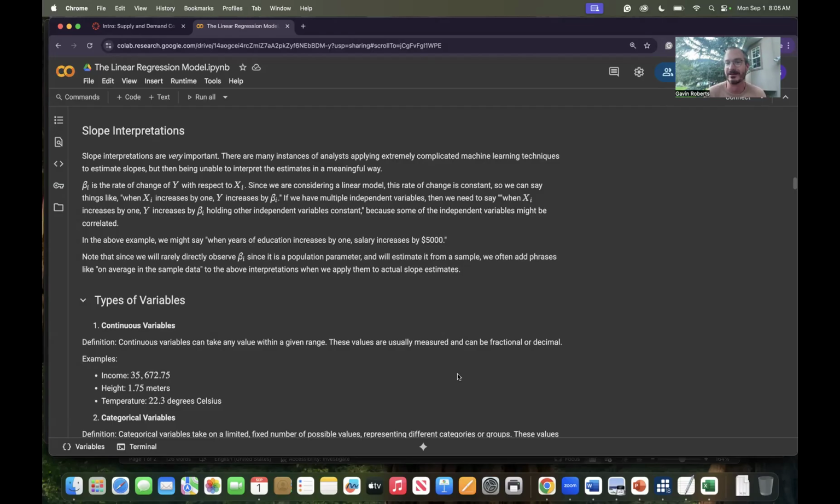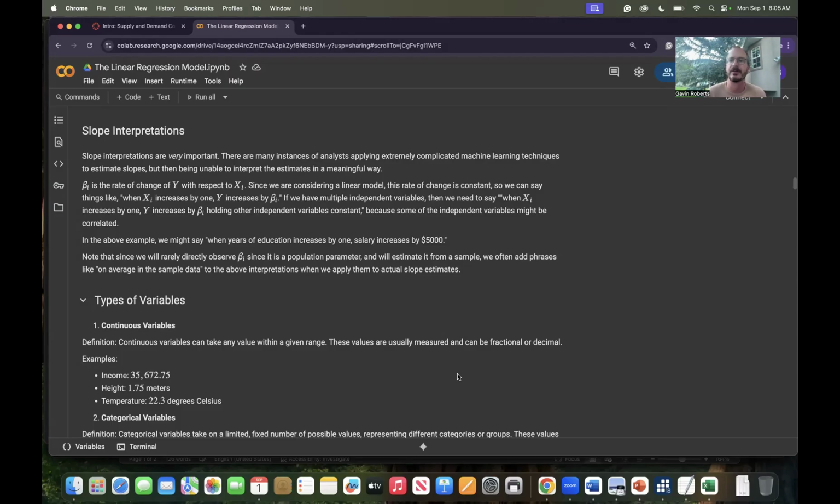And I will emphasize it at your poster. I will sneak in some type of slope interpretation, and yours probably will be much more complicated than this. So you need to practice it and think about it. There are many instances of analysts applying extremely complicated machine learning techniques to estimate slopes, but then being unable to interpret the estimates in a meaningful way.